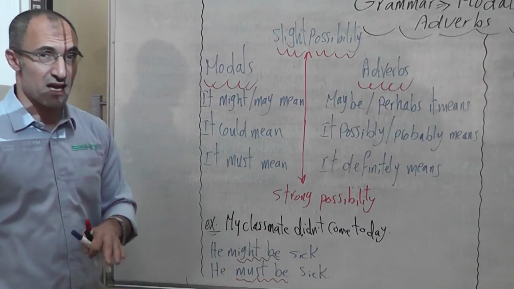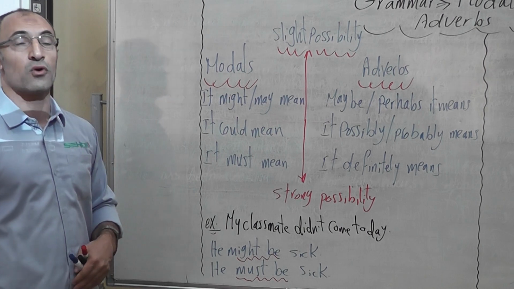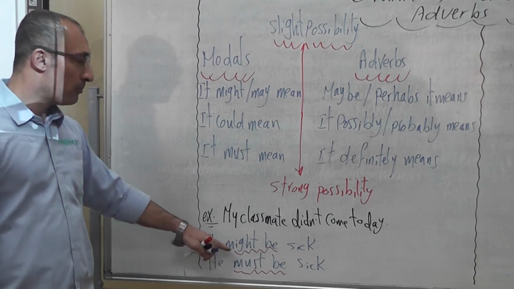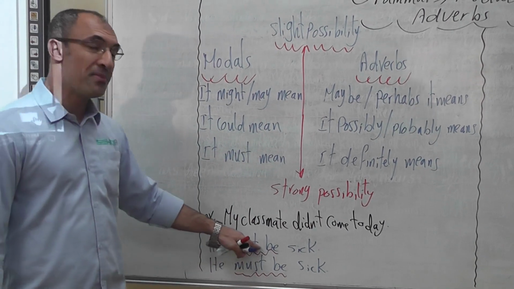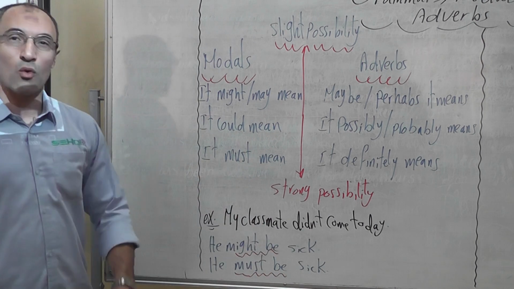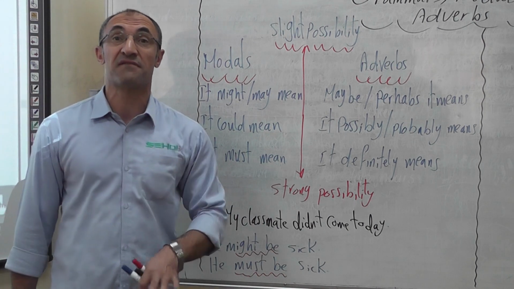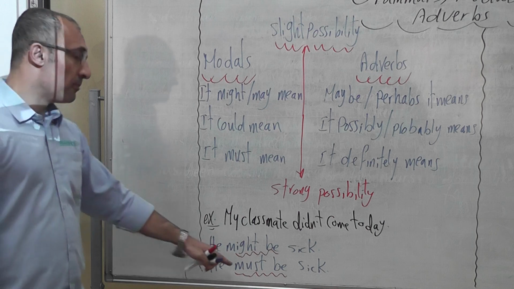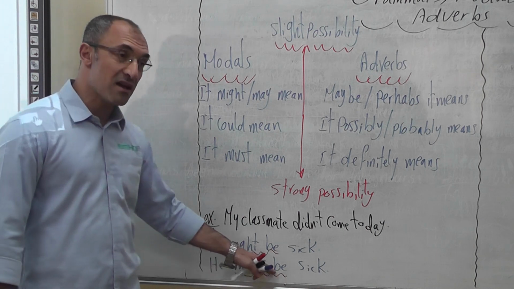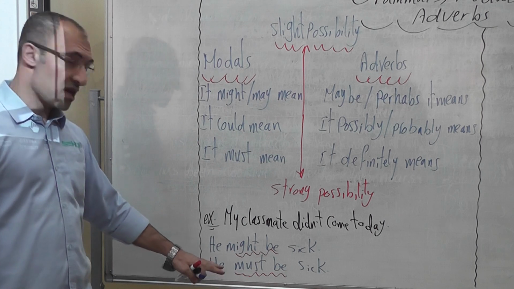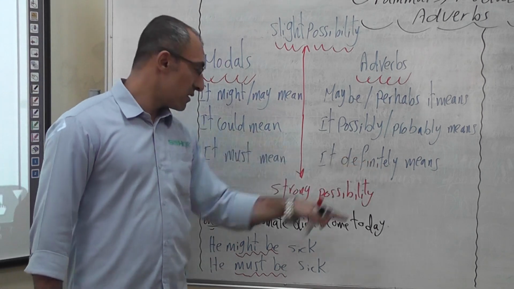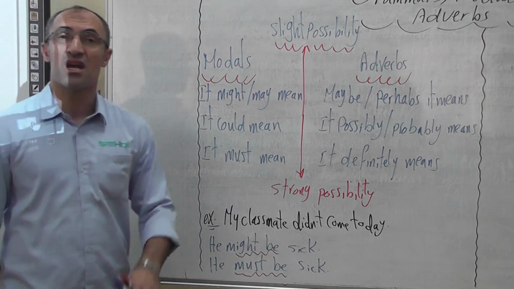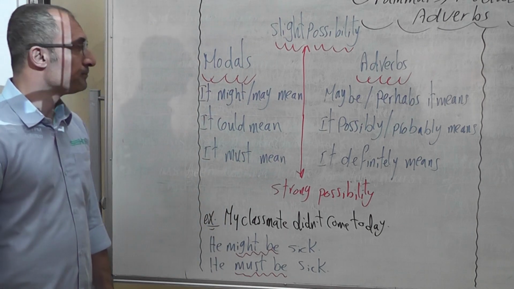That's why I want to use something which means that I have a very weak possibility. Using what? Might. So, he might be sick. Okay, what if I would like to show that my possibility is very strong? I'm sure of the reason why he didn't come today. So I have to use must. So, he must be sick. Or, I could say, he is definitely sick.